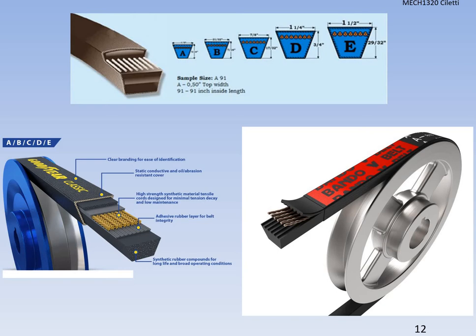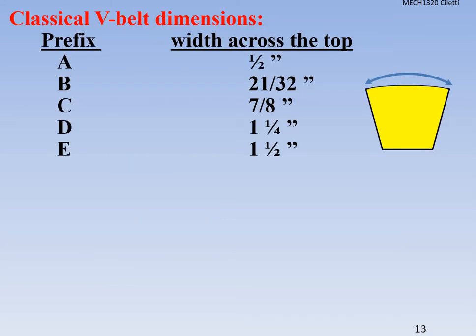And we can look at the sizes still, right? It's A, B, C, D, E. And it tells you what all the different dimensions are that we're going to go through in a minute. But you can even look on the Goodyear piece, right? Goodyear has the A, B, C, D, E. So it's common sizes, and those apply to the correct sheave size as well. All right, so let's take a look. And what do those dimensions mean?